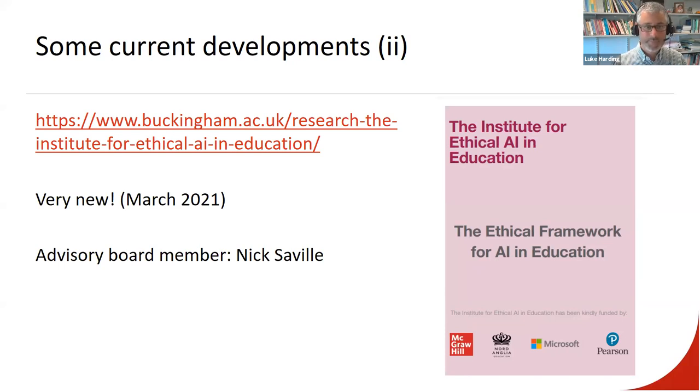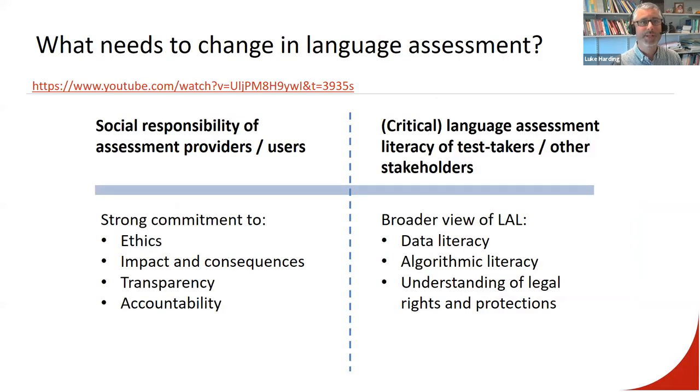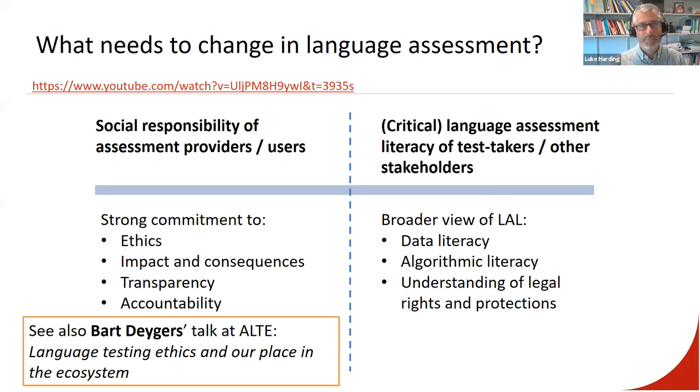But I'm just going to wind up now by saying a couple of things about what might need to change in language assessment. I think that there's a sort of duality here about what might need to happen. On the one side, we have the social responsibility of assessment providers and users. And what we need to see, of course, is a strong commitment to ethics, to impact and consequences, to transparency, and to accountability. We need a sort of responsible innovation. And this actually chimes nicely, I think, with a recent talk that Bart Deygers gave at ALTE, talking about language testing ethics and our place in the ecosystem, and particularly about the social responsibility of language test providers.